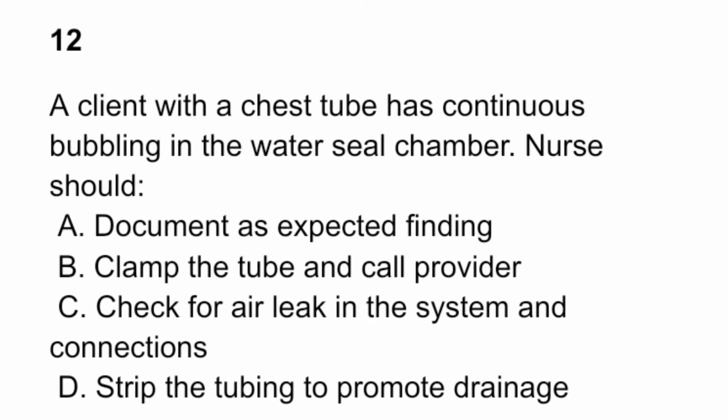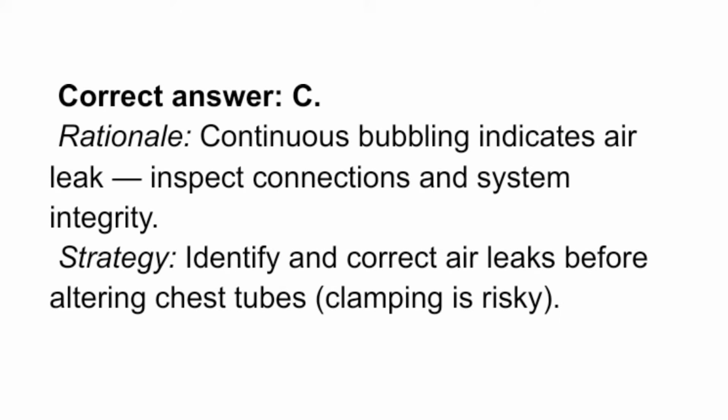12. A client with a chest tube has continuous bubbling in the water seal chamber. Nurse should: A. Document as expected finding. B. Clamp the tube and call provider. C. Check for air leak in the system and connections. D. Strip the tubing to promote drainage. Correct answer, C. Rationale: continuous bubbling indicates air leak, inspect connections and system integrity. Strategy: identify and correct air leaks before altering chest tubes, clamping is risky.